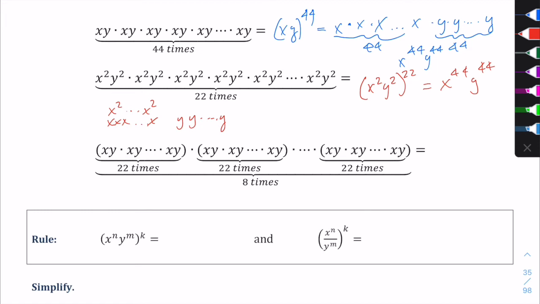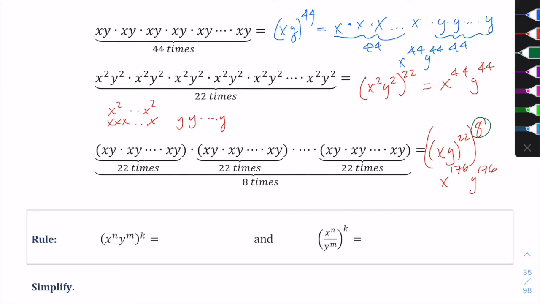x times y 22 times, x times y times x times y 22 times. And we have that all 8 times. So that's xy to the 22nd. And then that all is to the 8th. Whew. All right, so if we really think about just straight up how many x's there are, well, we can think about there being 22 groups of 8, or 176, and the same thing for y. So this is x to the 176, y to the 176. What madness is happening here?